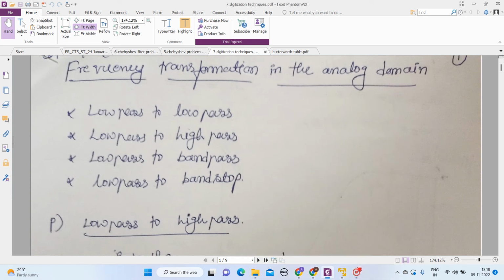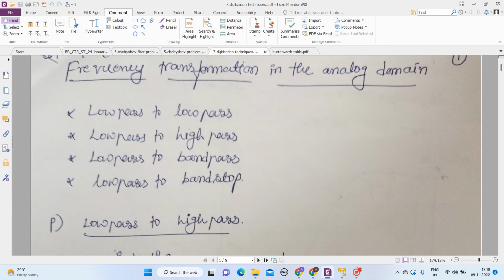Hello, hi to everyone. In this video, we will discuss frequency transformation in the analog domain. In the previous videos, we have discussed how to design the analog filters such as low pass, high pass, and band stop. We have two techniques to design filters in the analog domain. First one is the Butterworth filter, second one is the Chebyshev filter. By using those two methods, it is possible to design the filters.